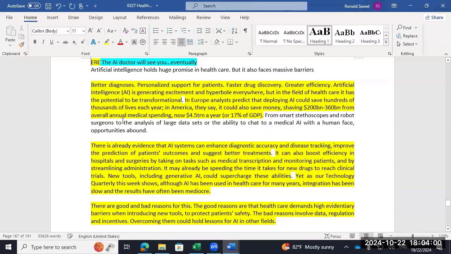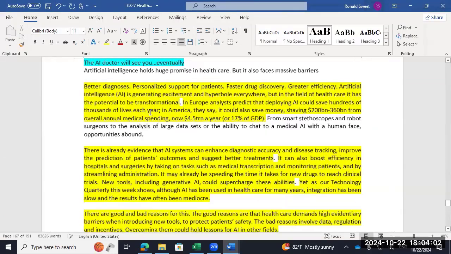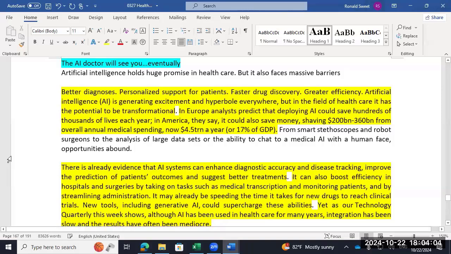Finish up these articles. We've got a few articles on AI. We may not go into detail, but this is a fairly recent article. So what will AI bring us? In the technology as a solution section, I would put the AI stuff in there. Here's a good article you can pull some stuff from. Better diagnosis, more personalized support for patients, faster drug discovery, greater efficiency.